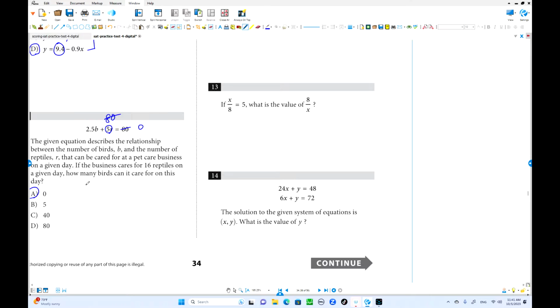X over 8 is 5. What is the 8 over 8? The reciprocal. 1 over 5. Reciprocal again. That's the answer.